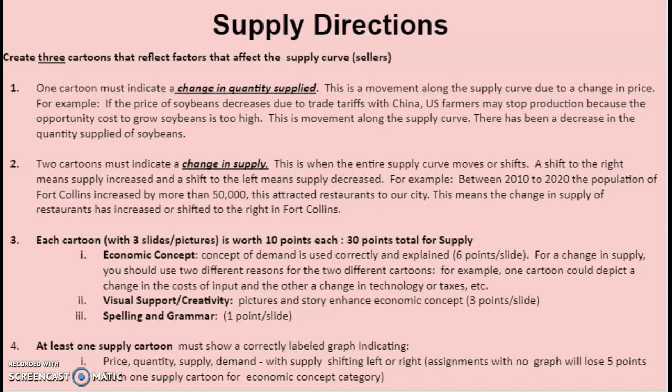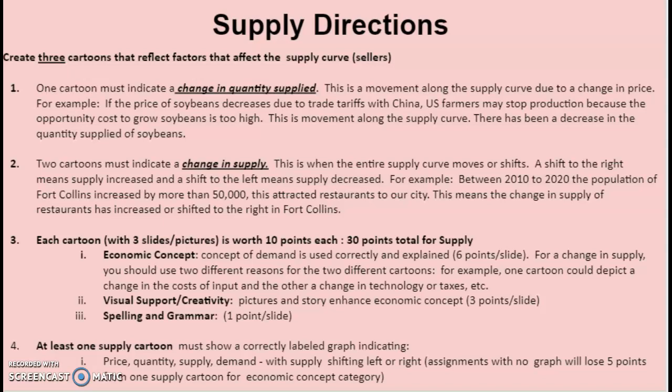So then the next part, after you do the 3 cartoons on demand, you have 3 cartoons on supply. And same thing, you need 1 cartoon is a change in quantity supplied, and that's the seller or the company or the business or the firm or whatever you want to call them.